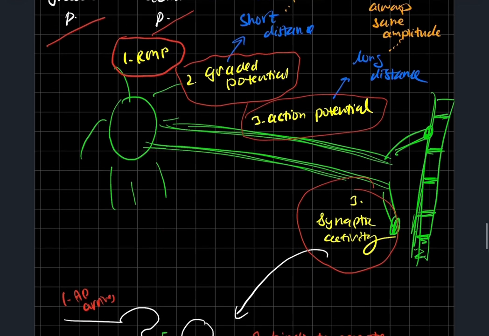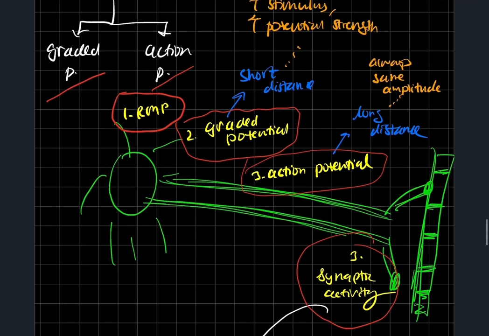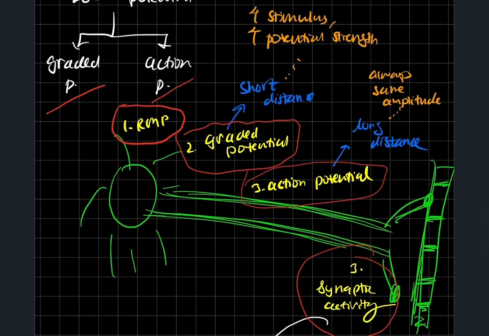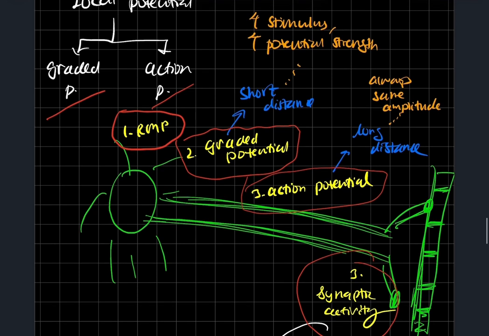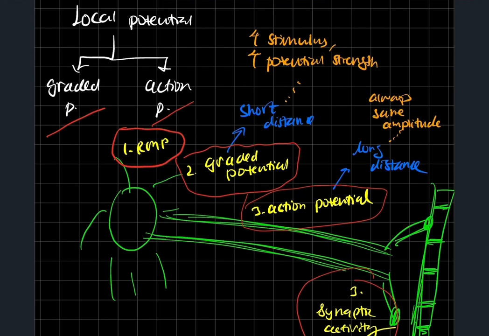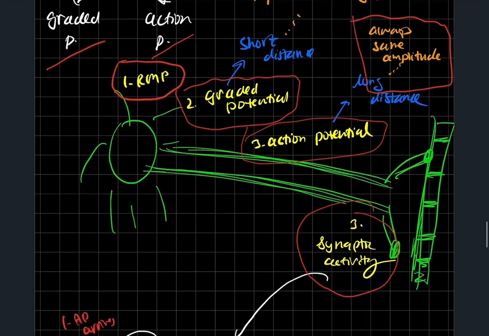So to elaborate further on the graded potential and action potential, we have to know a few differences. Graded potential is usually short distance, and action potential is long distance. For the graded potential, the higher the stimulus, the higher the potential strength. The potential is actually stronger. Whereas in action potential, it's always the same amplitude, regardless of how strong the initial stimulus is.